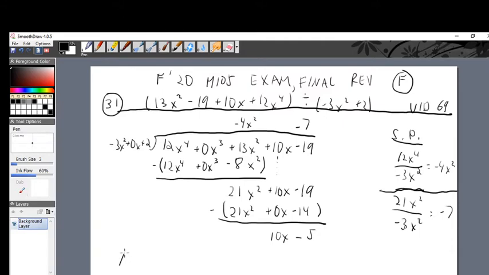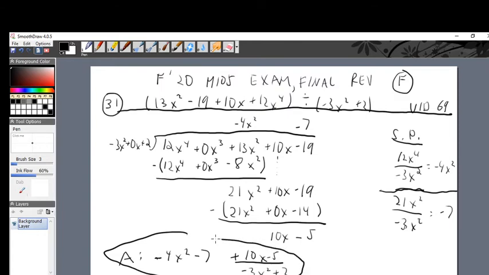The answer is minus 4. Here's the quotient. Minus 4x squared minus 7. I don't need them separated by a space anymore. And here comes the remainder, 10x minus 5 over minus 3x squared plus 2. This is the answer, and the problem is done.